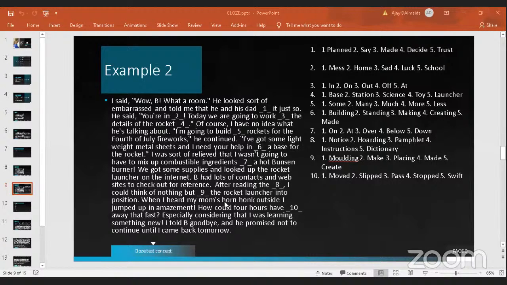Every sentence is important, guys. Sometimes you know what students do? They don't read the sentences where there are no blanks. And the clue is in that sentence only.